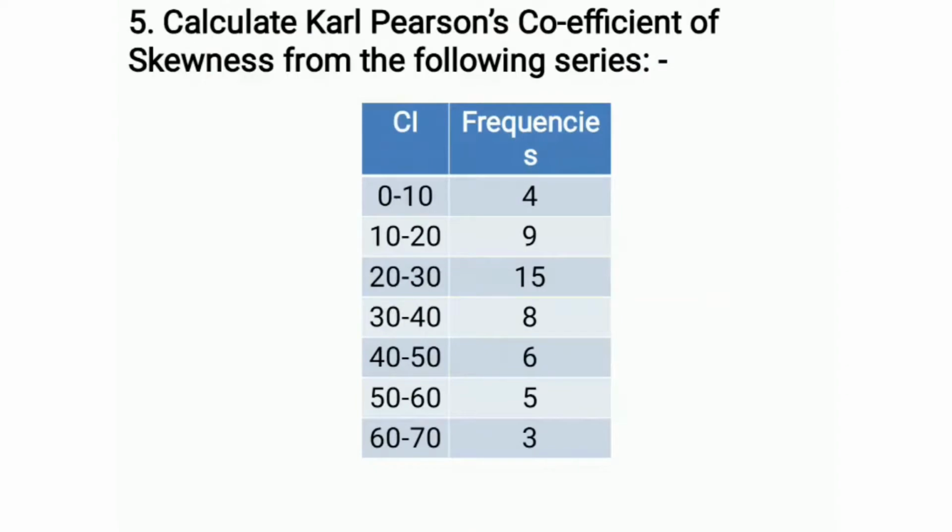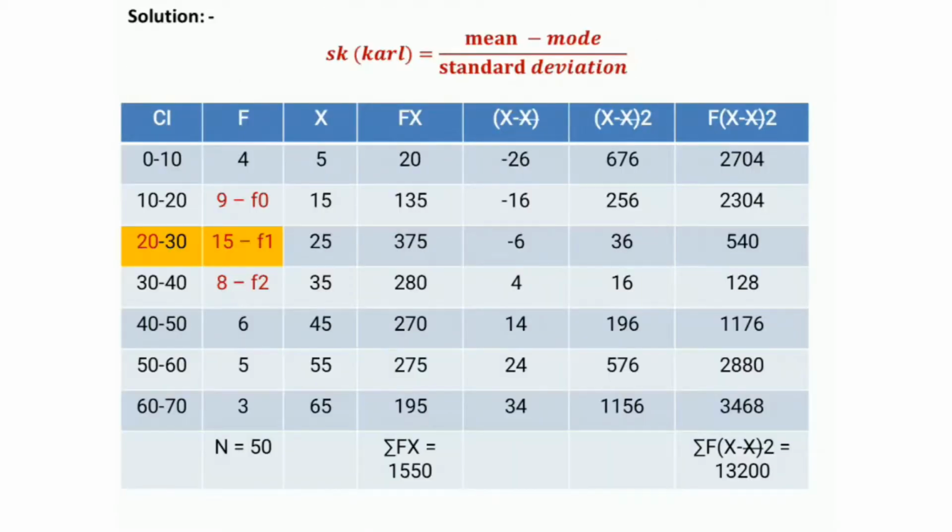The fifth and final question: calculate Karl Pearson coefficient of skewness from the following series. The table is given and the frequencies are given. In order to find the Karl Pearson coefficient of skewness, three values are required: mean, mode, and standard deviation.